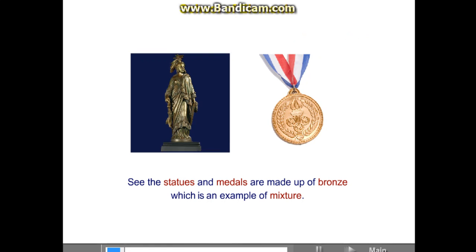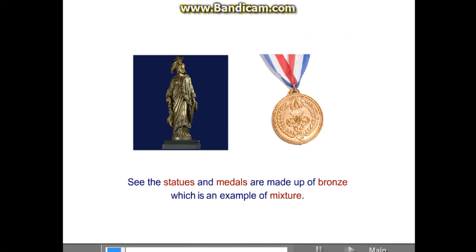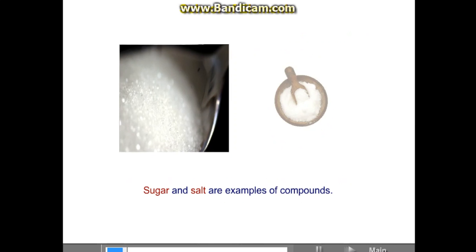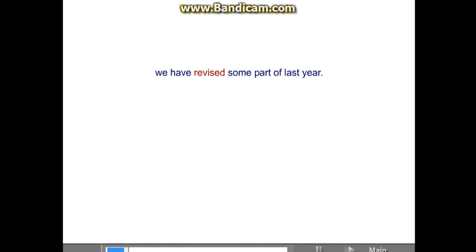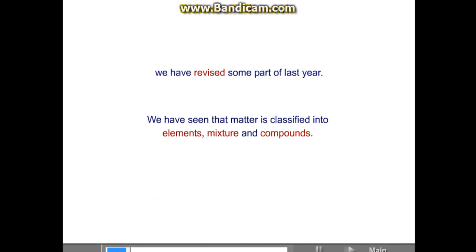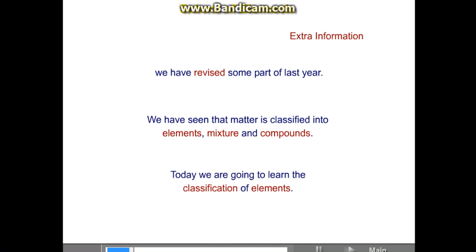See, the statues and medals are made up of bronze, which is an example of mixture. Sugar and salt are examples of compounds. We have revised some part of last year. We have seen that matter is classified into elements, mixture, and compounds. Today we are going to learn the classification of elements.